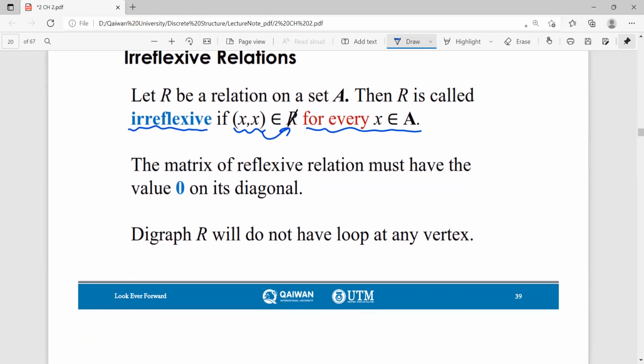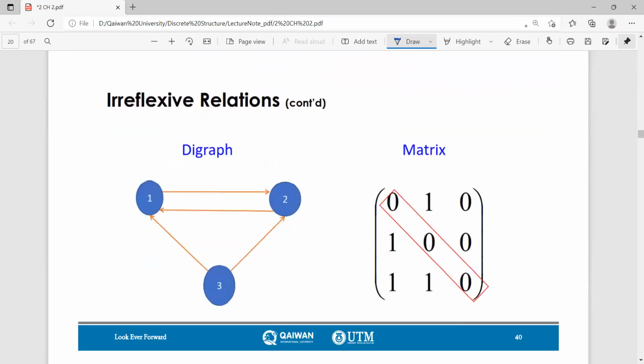In the matrix notation, we must have 0 for all elements on the main diagonal. In the digraph, we must have no loops at any of the vertices. Look at this here. If you have one loop like this, we say this is not an irreflexive relation, because at this vertex we have this loop. So we must have no loops at any vertices.